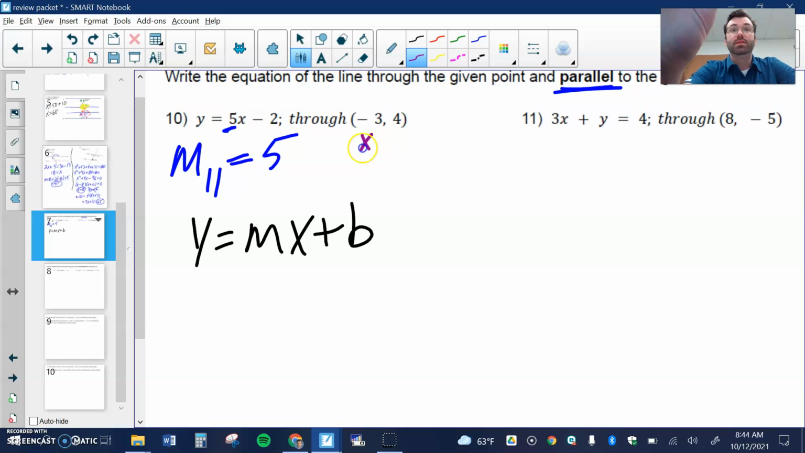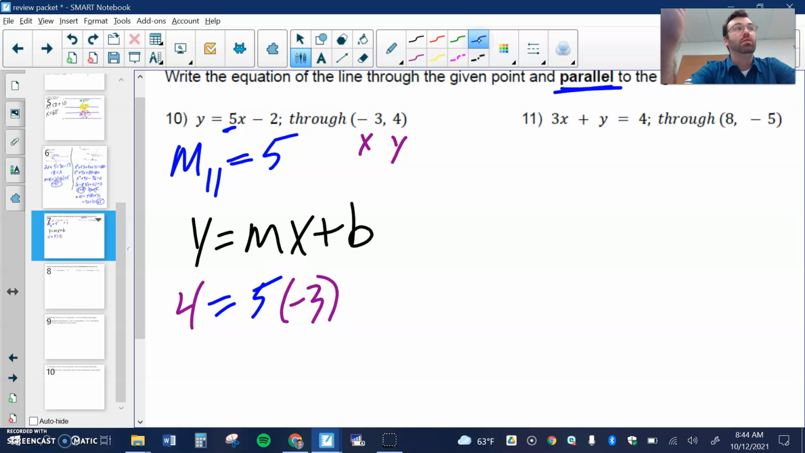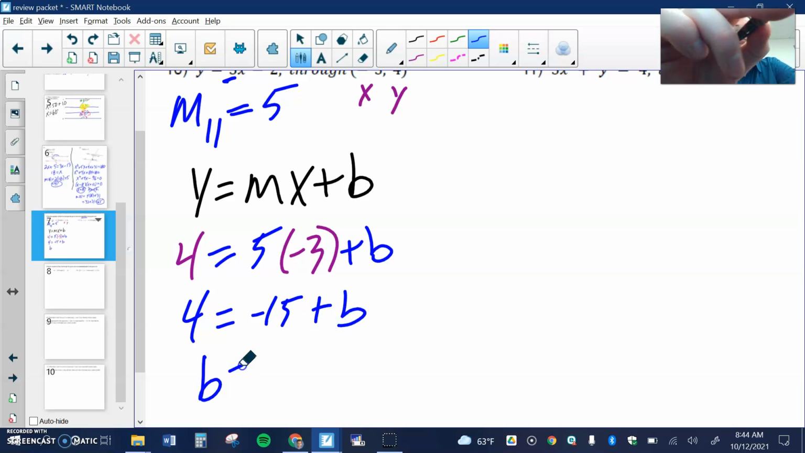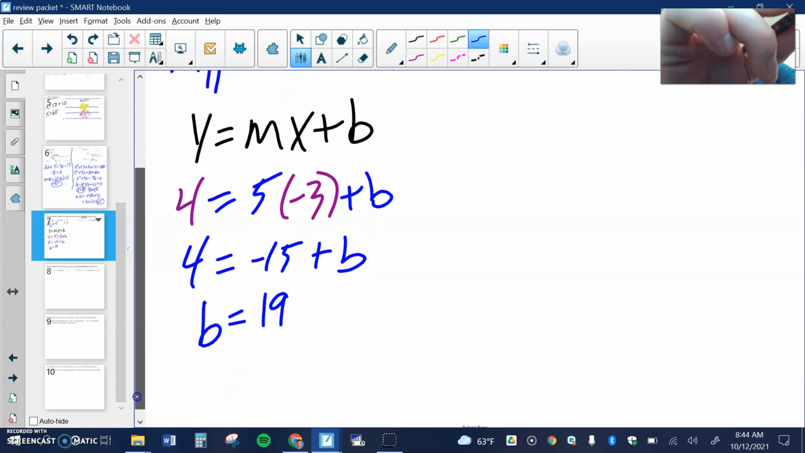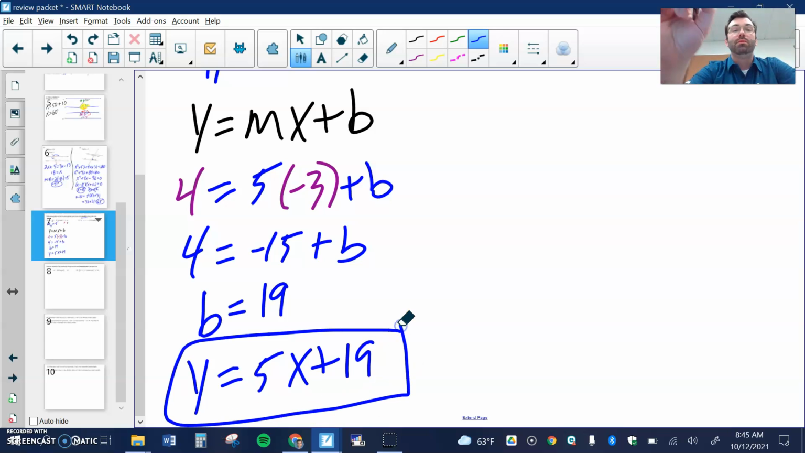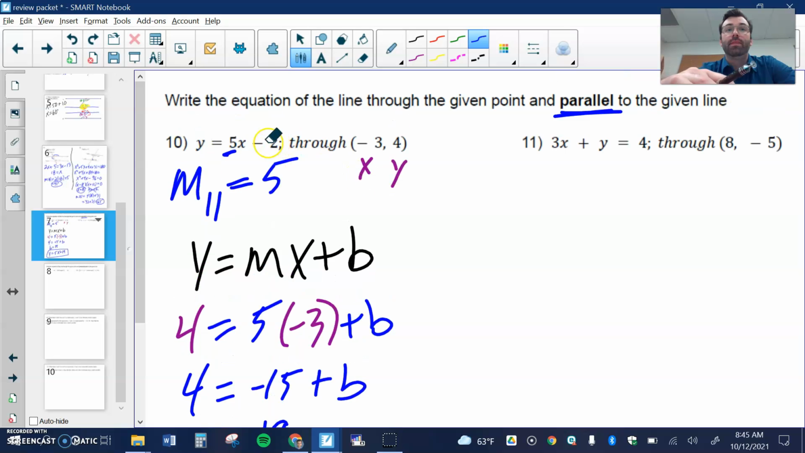So I know that this is my x, this is my y, so 4 equals 5 times negative 3 plus b. So 4 equals negative 15 plus b. So b equals 19. So my equation will be y equals 5x plus 19. Remember, we're doing all this work to solve for b, so I don't want to include the negative 2 at all.